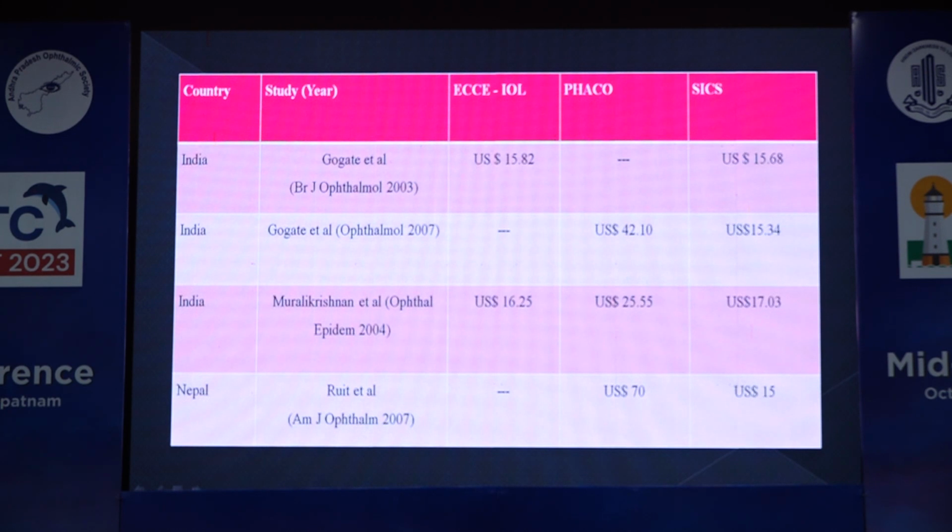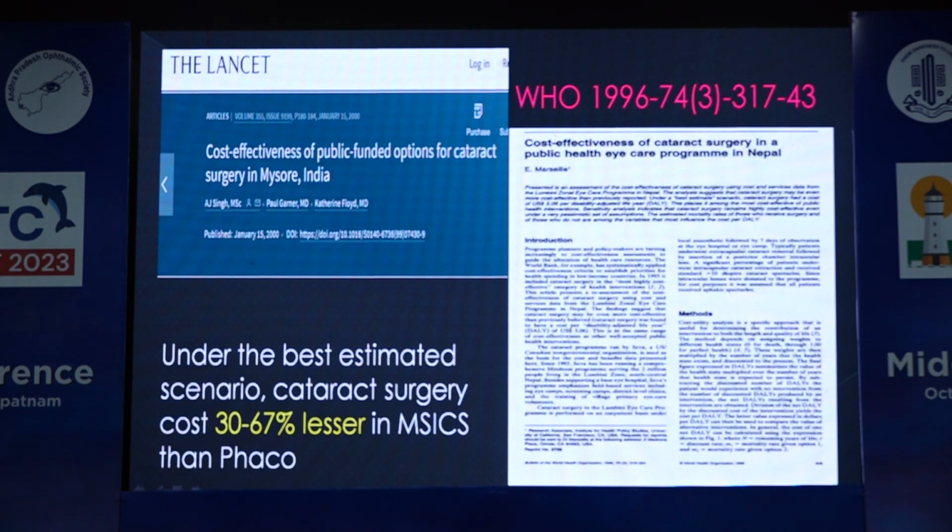But there is variation in the studies done by different members, and two important ones were done by our own Dr. Parikshit sir. They found the differences in costing between the SICS and the Phaco, and Phaco looks slightly more. Again, one paper published in the Lancet, done on healthcare services in Nepal, WHO reports, says that the costing of SICS is 30 to 67% less.